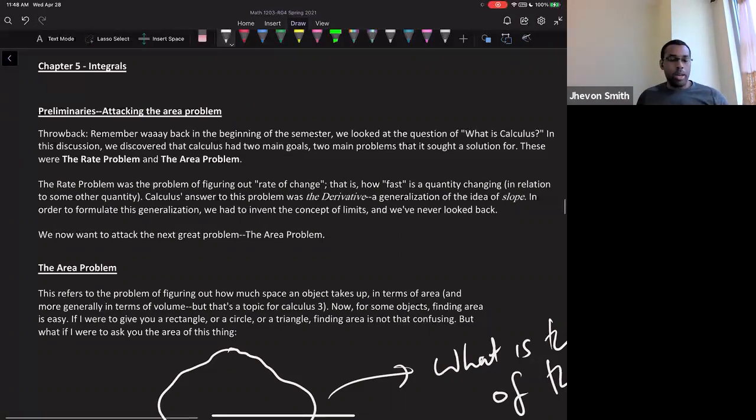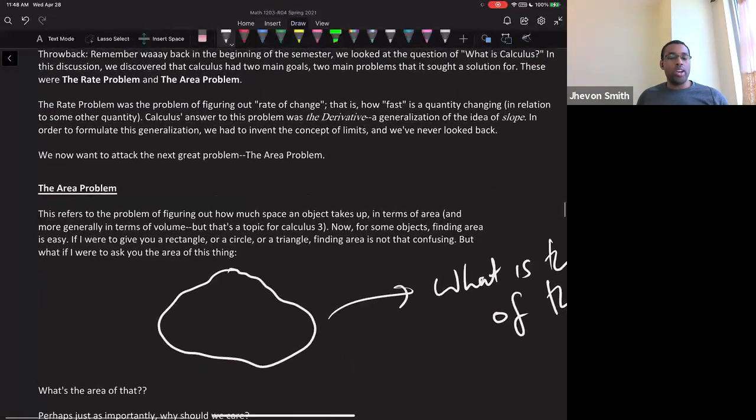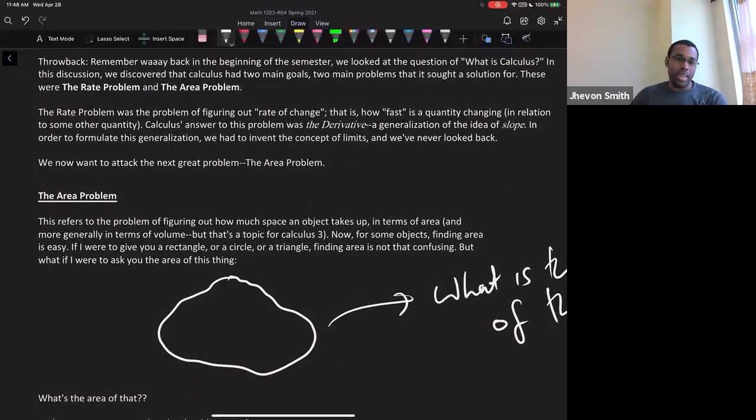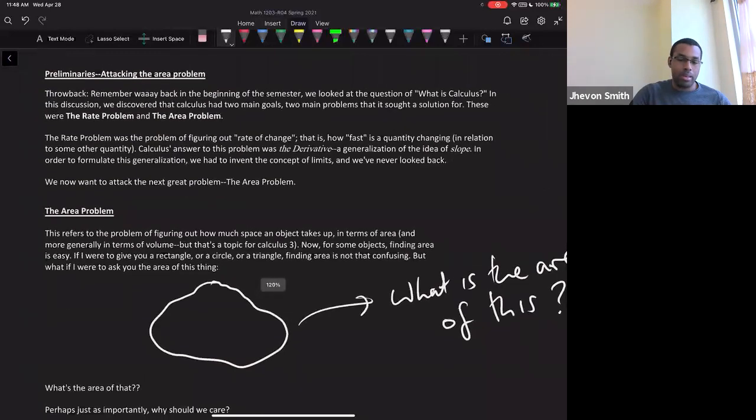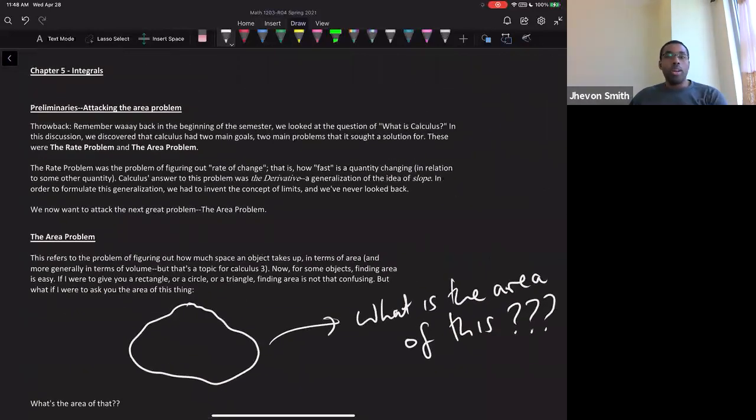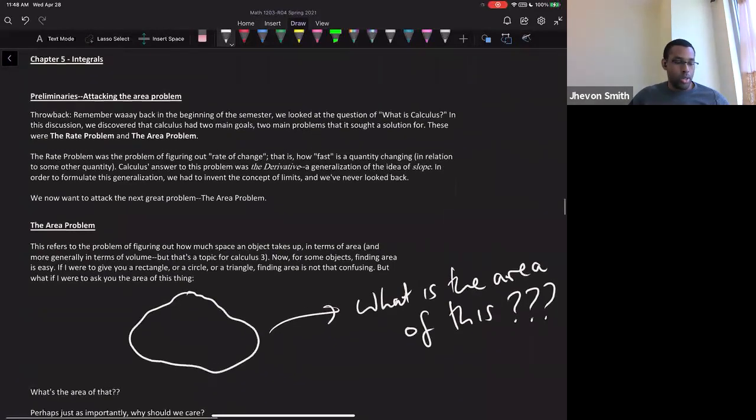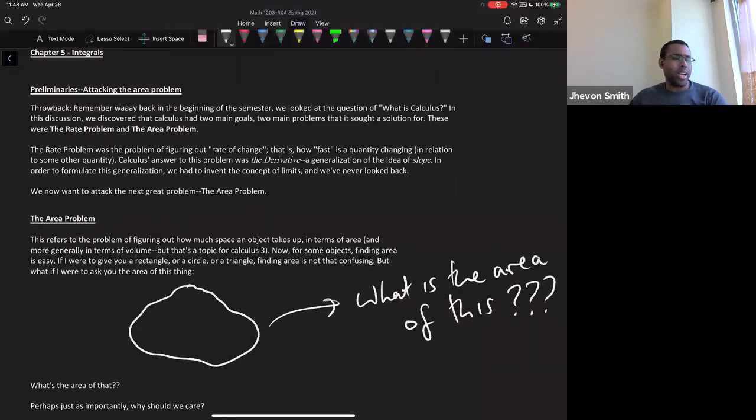But what we're talking about is what if you had some weird random shape like this guy right here, right? What is the area of that shape? There's no geometric formula for it. And you might also worry about the question, well, why would I care about the area of some random shape? Because how much space something takes up is very important in general.